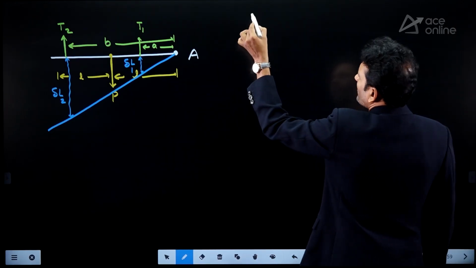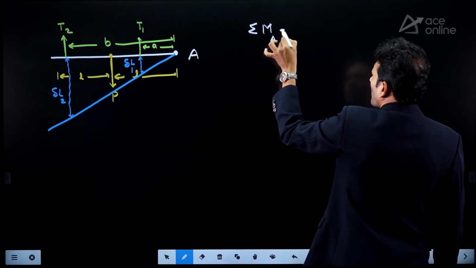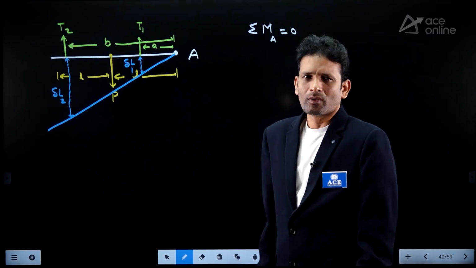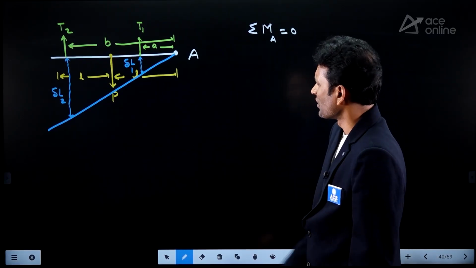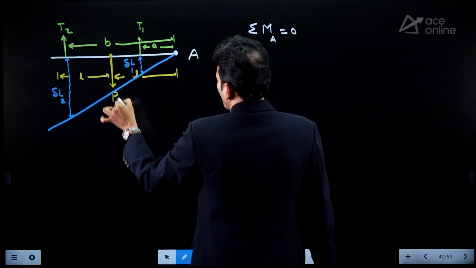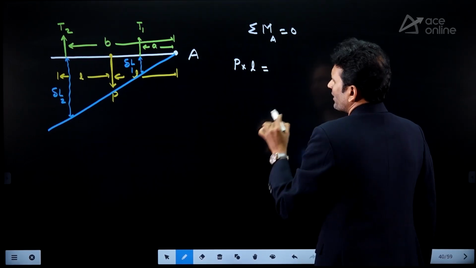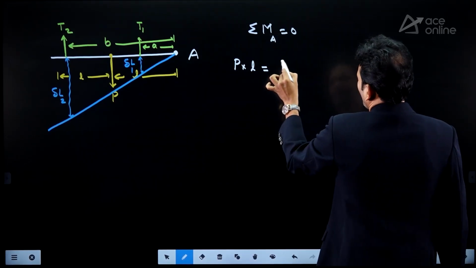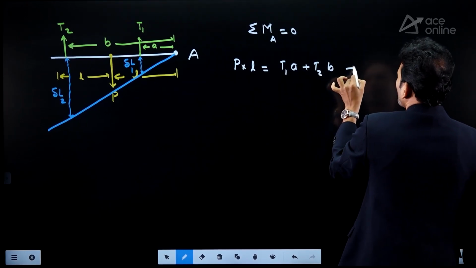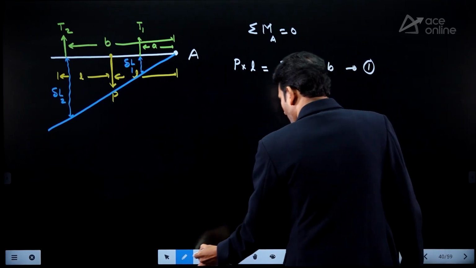For that, initially I am using the moment equilibrium condition. I am balancing the moments about A, my dear friends. Clockwise sense of rotation I am taking on one side, anti-clockwise sense of rotation I am writing on the other side. Let's see. Now P is giving an anti-clockwise sense of rotation, P at a distance of L. It should be equal to T1 at a distance of A plus T2 at a distance of B. I can mark this as equation 1, because T1 and T2 are both unknowns.